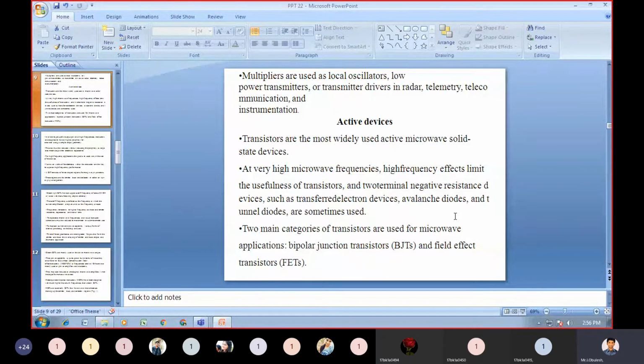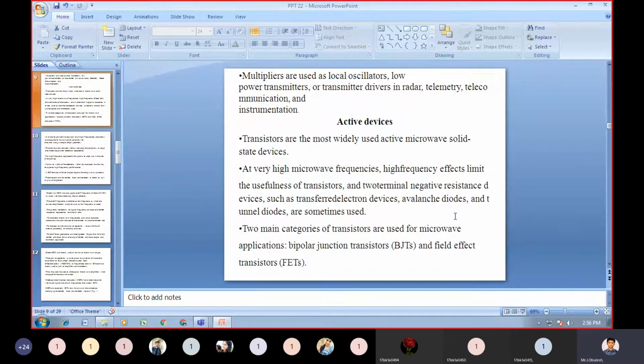Coming to active devices. Till now we discussed only passive devices; now we are going to discuss active devices. What is the best example for active devices? Transistors. The transistors are the most widely used active microwave solid state device. Most probably we will prepare only transistors as microwave solid state devices.